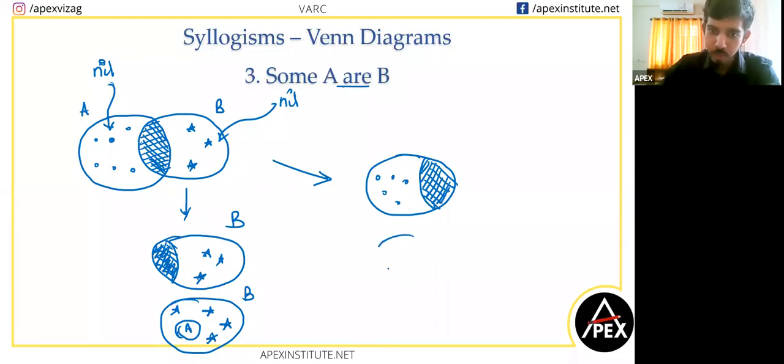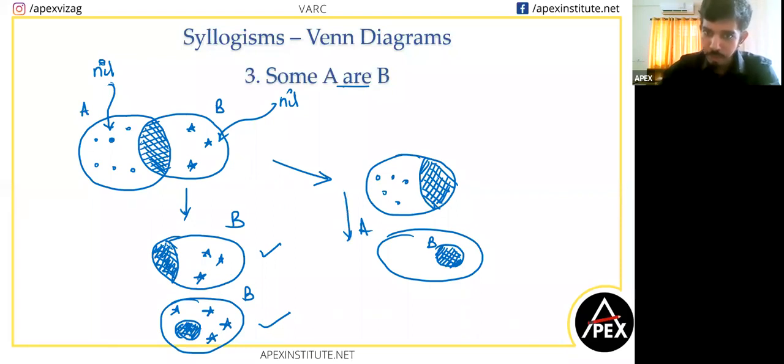So can we draw this in another way? The larger circle can be A, and the smaller circle will remain B. And this is your shaded area. These are same diagrams, huh? This one and this one. It's only that the shaded area has moved inside the circle. That's it. There's no other difference. Same way, this one and this one. This shaded area here has moved inside the circle.